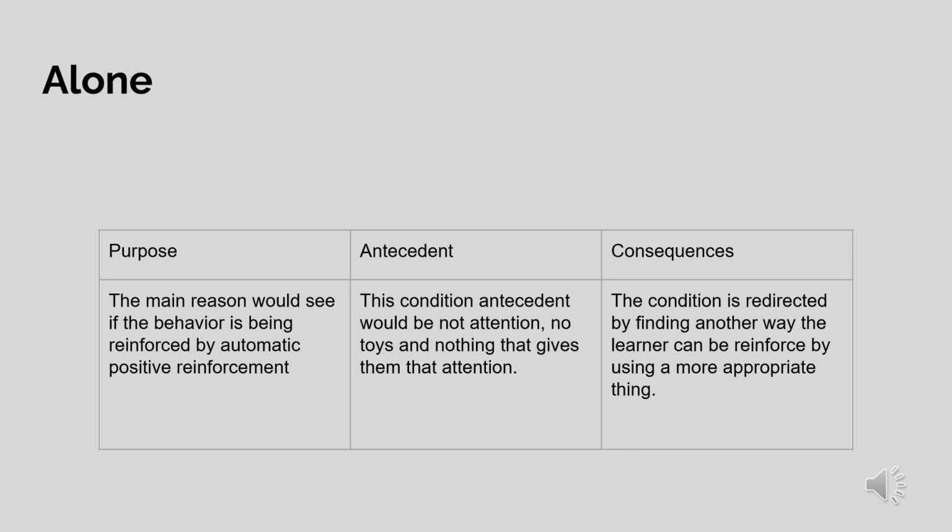The next condition would be alone, and the purpose will be automatic positive reinforcement. So this is anytime the child or the learner gains something from the behavior. Some antecedents would be that the learner is not getting attention, or nobody has been giving attention around them. The easiest way to redirect this would be finding other toys or objects that the learner can use more appropriately.